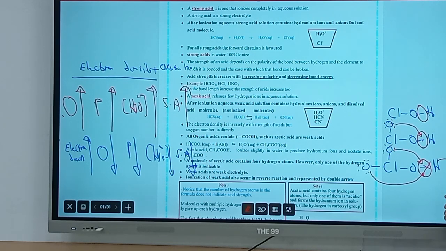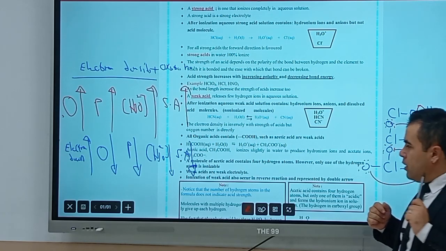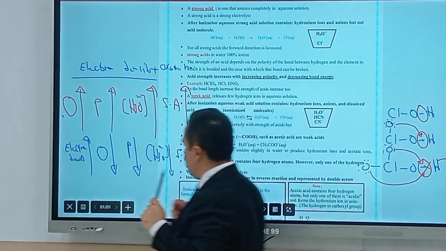So what we mean by electron density? Simply we mean the density of electrons in this bond. As more oxygen attracted, that becomes weaker, and the electron density becomes less, and that's the relation between the electron density and oxygen number, which is inversely proportional to each other.